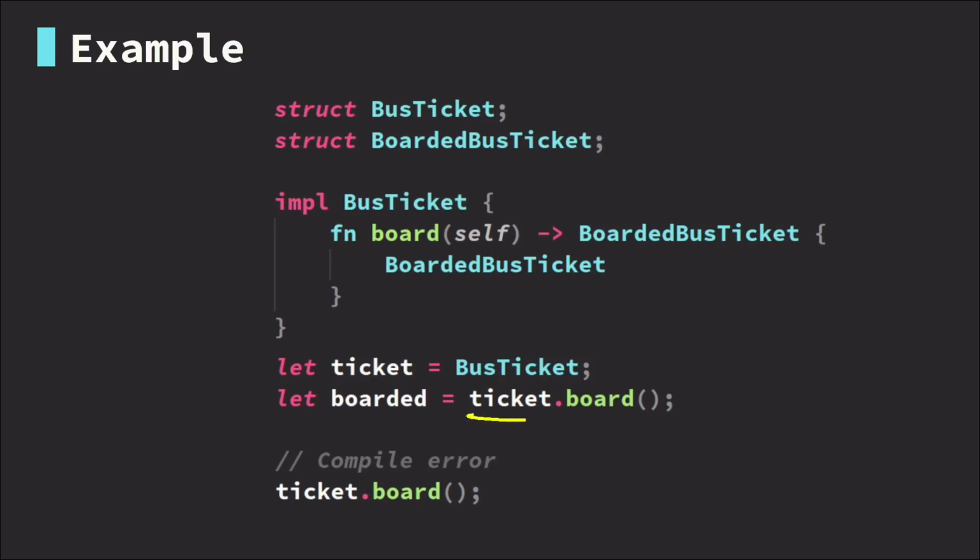the bus by calling ticket.board. Once we call the .board function, we'll get back a boarded bus ticket type, and that'll be saved into the boarded variable. Everything seems pretty straightforward, but here's where the fun starts.